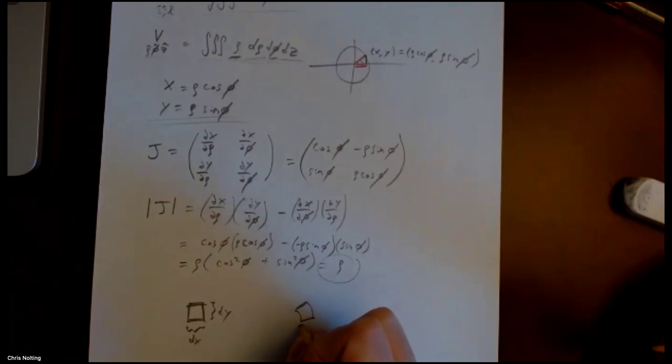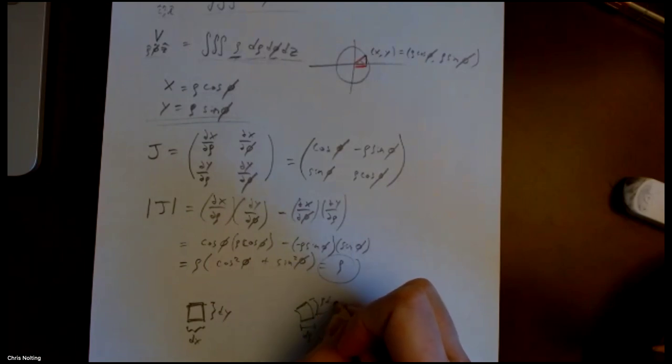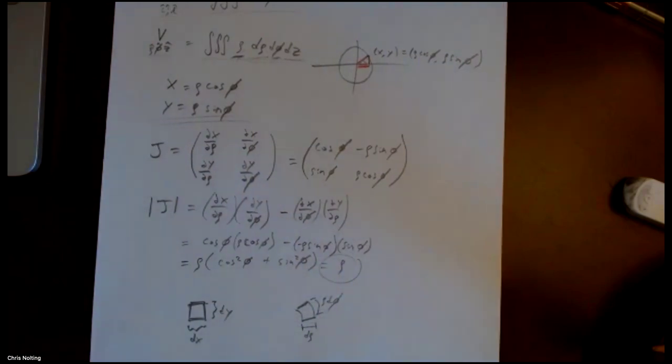Here, d rho, and this side length is going to be basically rho d phi. And that is where this comes into play.